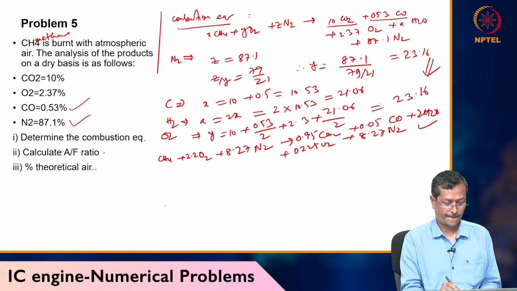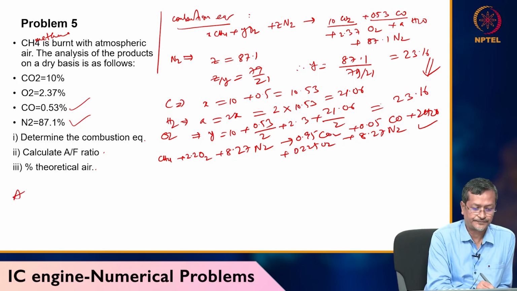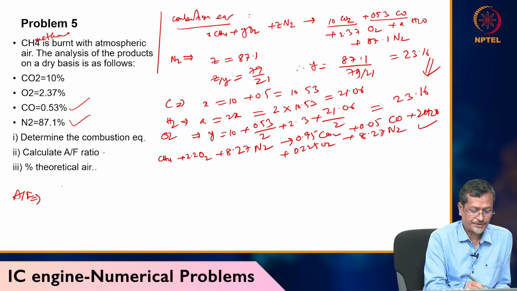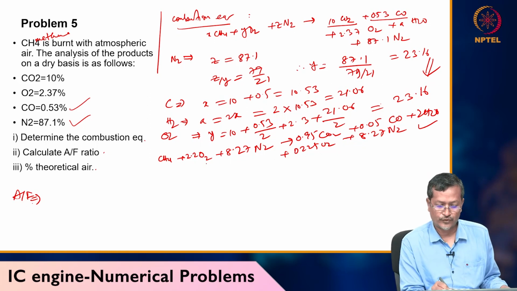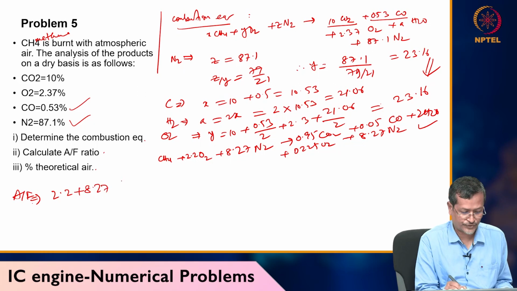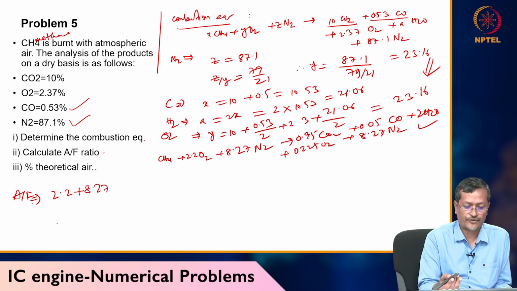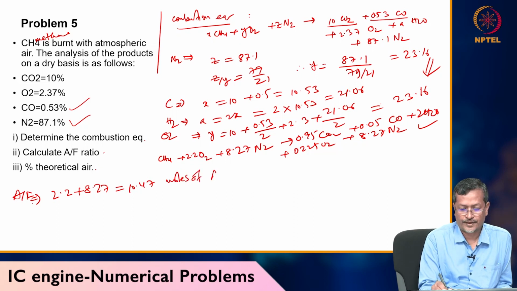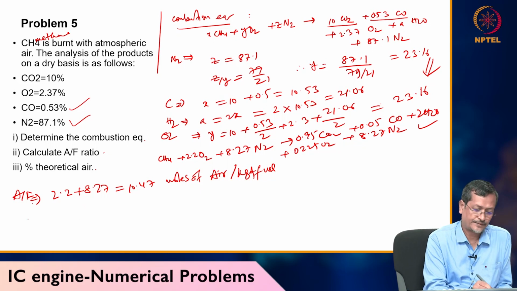This is the answer. Now, the air fuel ratio. On a molar basis, the total moles of air: if you see the left side, 2.2 oxygen plus 8.27 nitrogen is there. So your air fuel ratio equals 10.47 moles of air per mole of fuel. Now, the air fuel ratio on a mass basis is found.